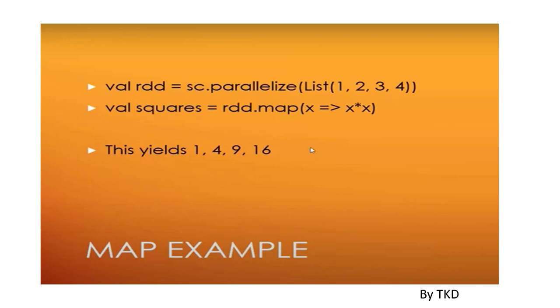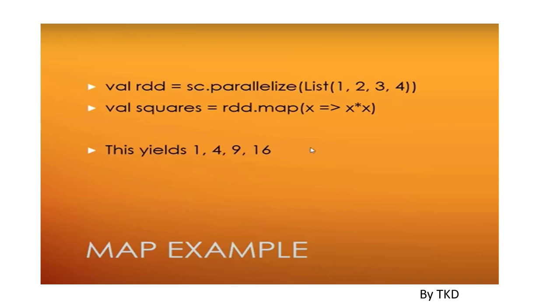Now let's have a look at the map transformation. Again, we are taking the hard-coded list 1, 2, 3, and 4. What we are doing here is taking a Spark context object, which is sc, and calling parallelize on it with a list of hard-coded values. All this will do is create a new RDD called rdd, which is creative, huh? And this RDD contains 4 rows: 1, 2, 3, and 4.